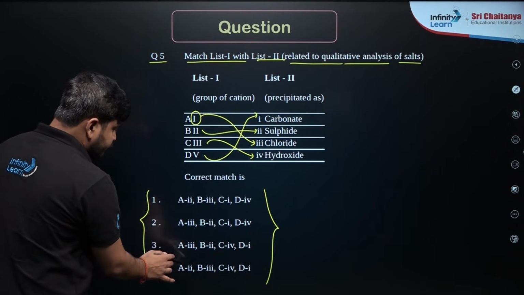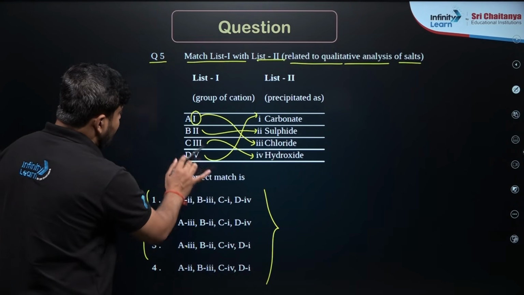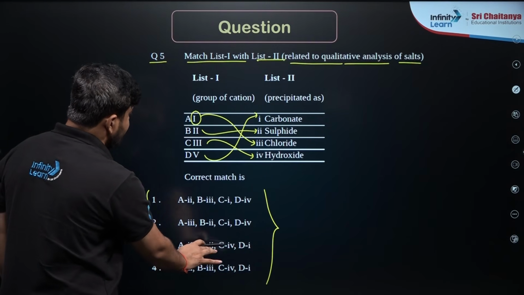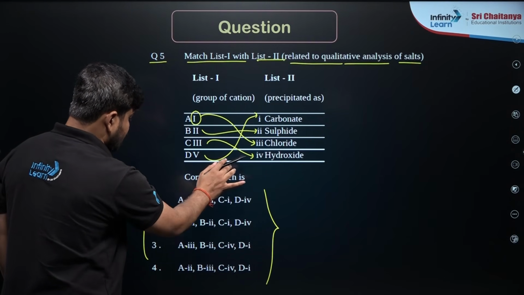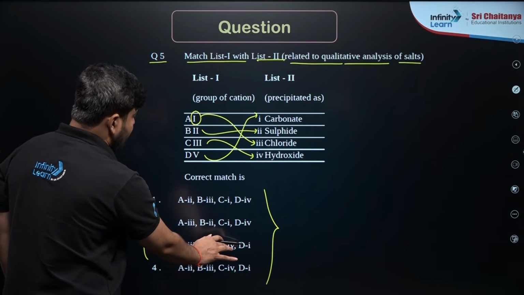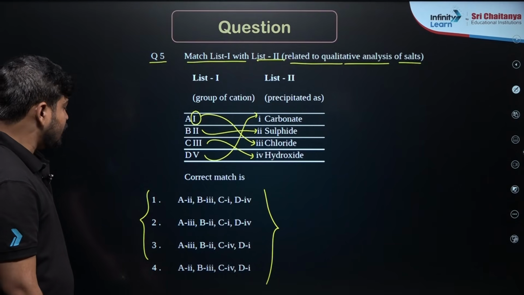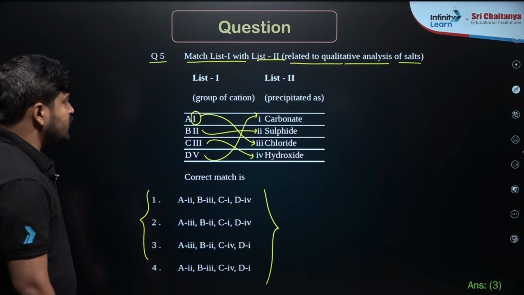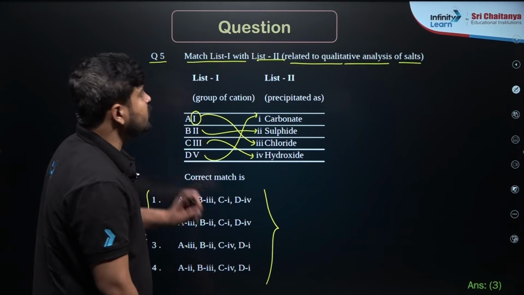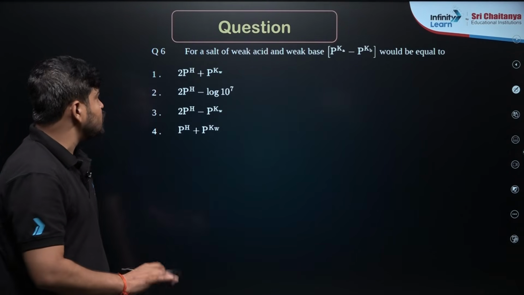First is going to match with third, B is going to match with the second, and C is going to match with 4, and D is going to match with first. So which one is the correct option? The third option is the correct answer, please remember. For this question, the third one is the correct option. Now I am moving on to the next question.